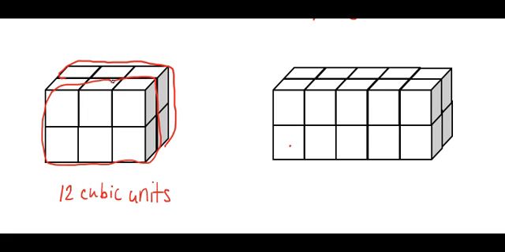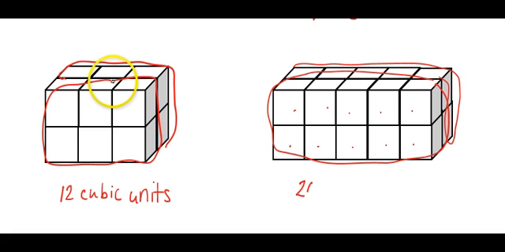And in this shape, I can see that there are 5 cubes that make up the front part of the base. There are 5 more cubes on top. So the front half of the figure would be 10 cubes. The back half would also be 10 cubes. So 10 plus 10 means that there are 20 cubic units that make up this shape.